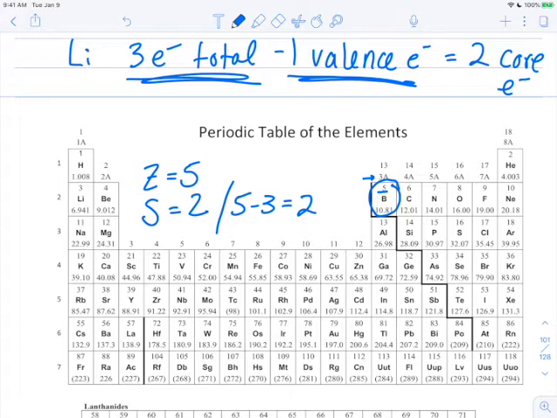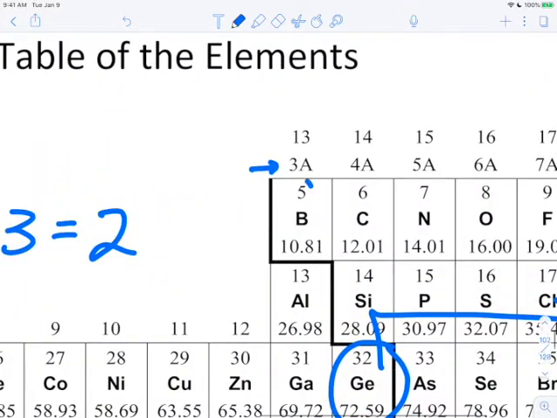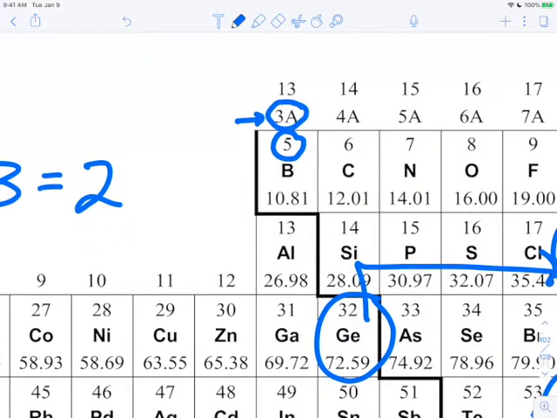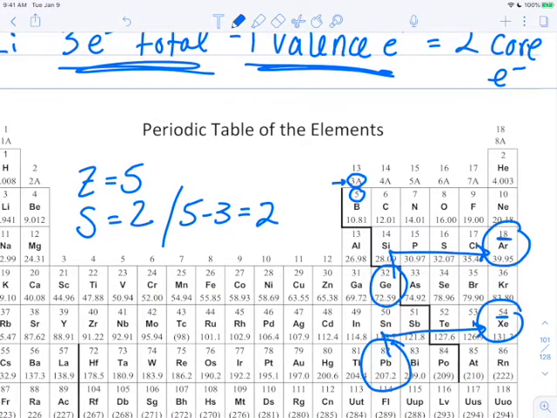So for me, the easiest way to find the core electrons, no matter which element I'm looking at, so here's germanium, is just to go up and to the right, and boom, it's 18. For lead, again, up and to the right, it's 54 like so. So that's the easiest method for me, but for those of you who prefer the subtraction, then what you're doing is taking the 5 minus the 3, like so. So for germanium, it would be something similar. But any questions? Okay.